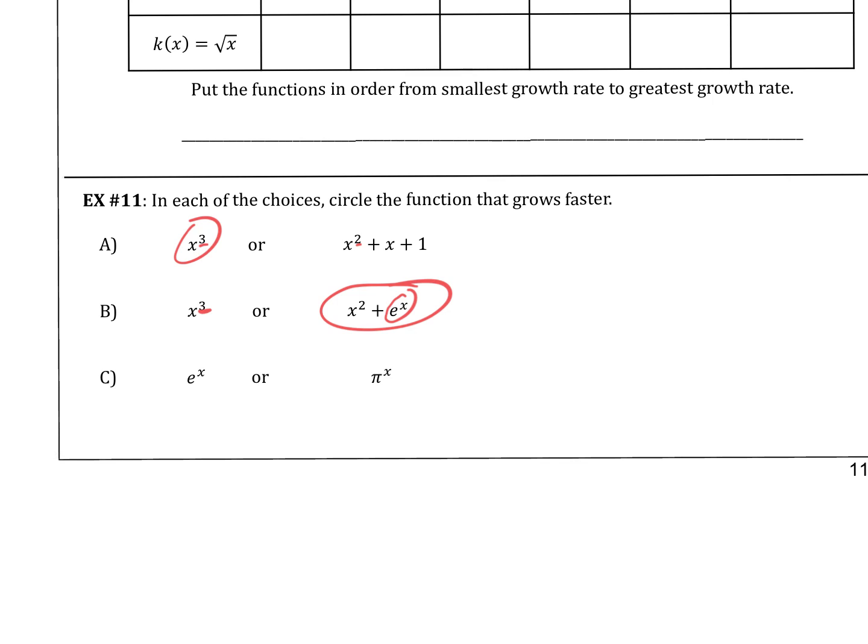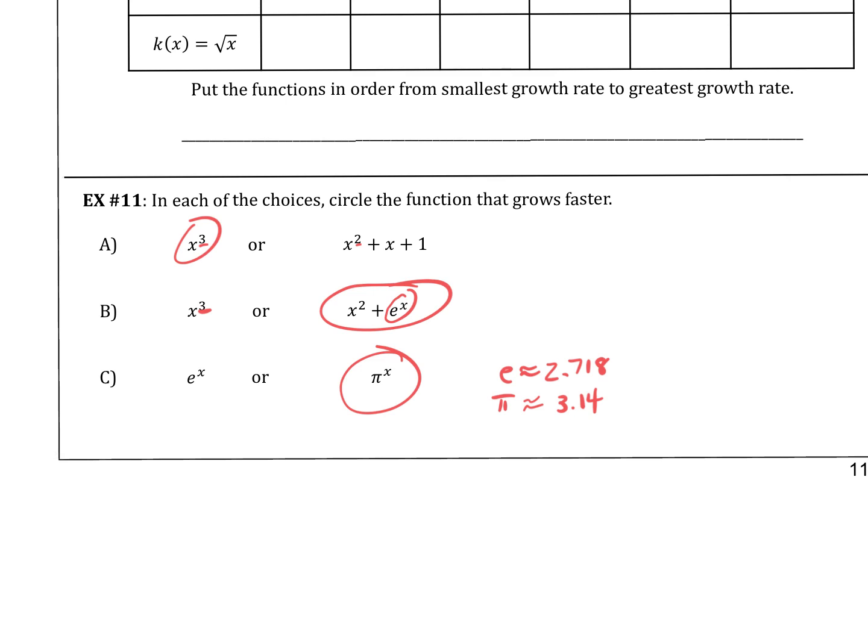All right, which one's bigger, e to the x or pi to the x? Which is bigger, e or pi? Do you know what e is? E is about 2.718, and pi is about what? So which one of those is going to grow the fastest? So which one's bigger? Pi. So if it's two exponentials, we just look to see which number that's being raised is bigger.